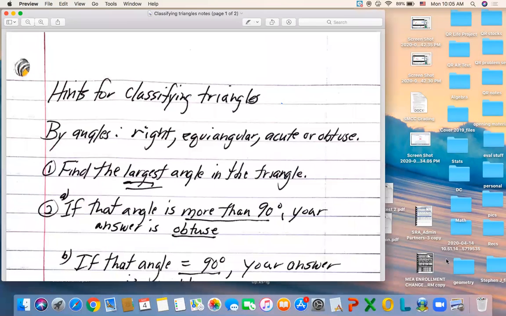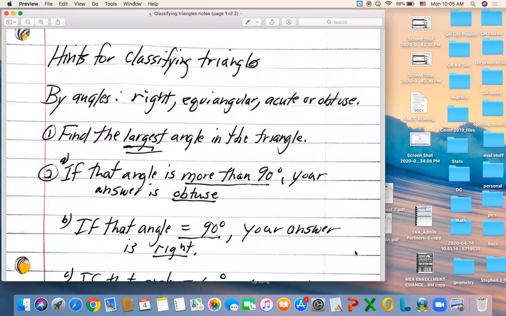So classifying triangles. Here's the basic. You classify by angles or sides. When you classify by angles, your answer is either right, equiangular, acute, or obtuse. 4 choices. Here's your process. First, go to your triangle, find the largest angle in the triangle, the largest one.